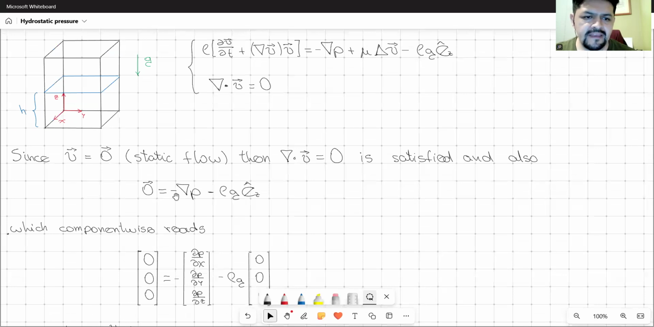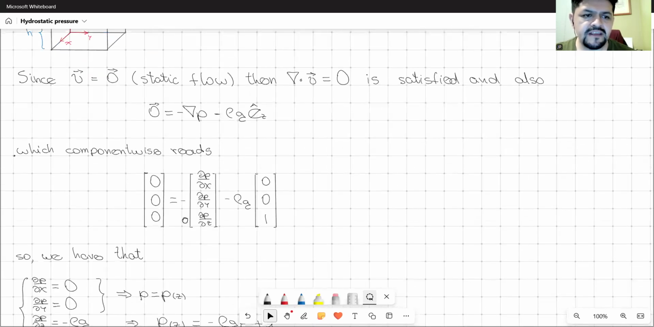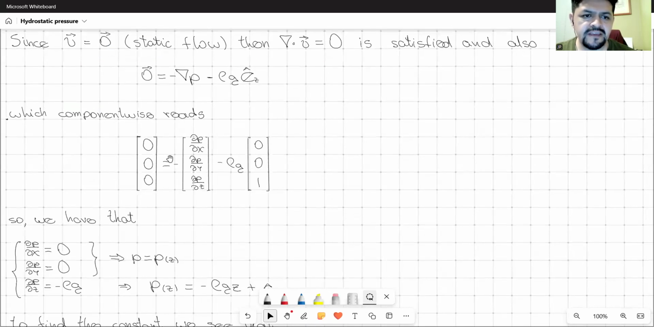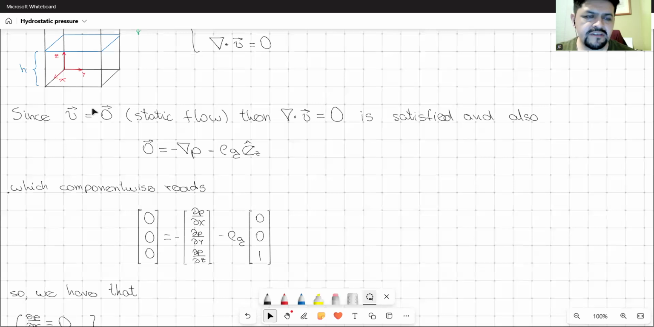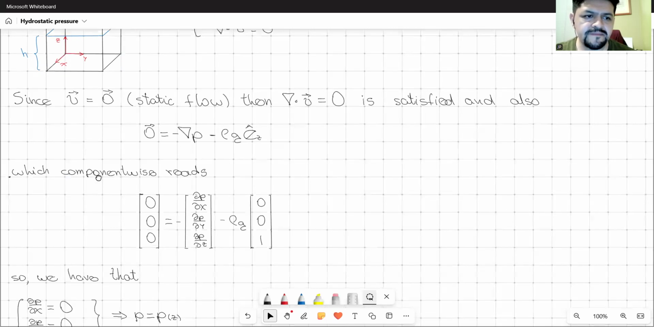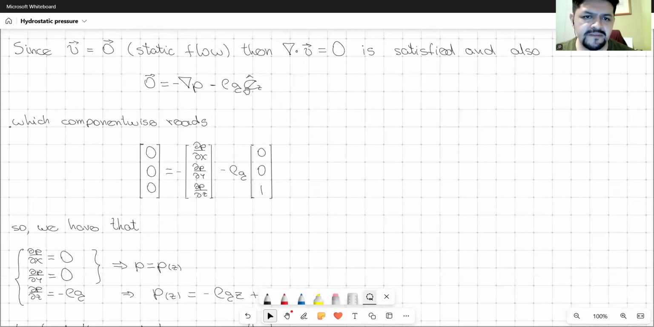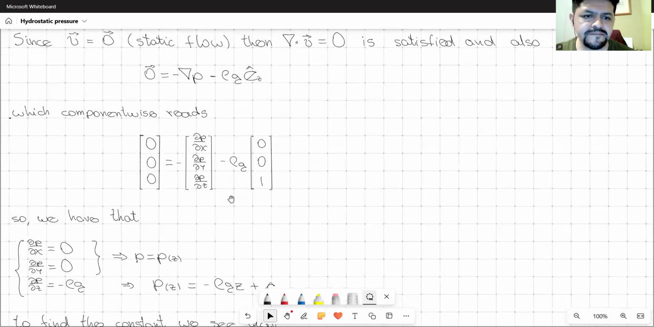This equation can be rewritten in a component-wise way as this. The right-hand side will have the components of the pressure gradient in a Cartesian coordinate system, and the term which is affected by the gravitational acceleration. In this case, we're taking the xy plane as the horizontal plane and the z direction as the vertical direction. This is why the vertical direction is (0, 0, 1).